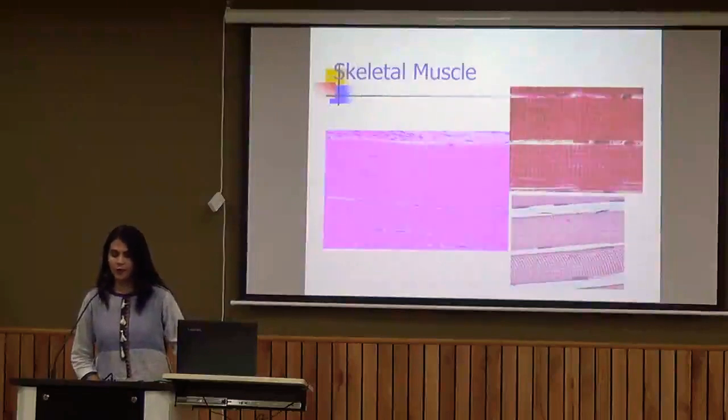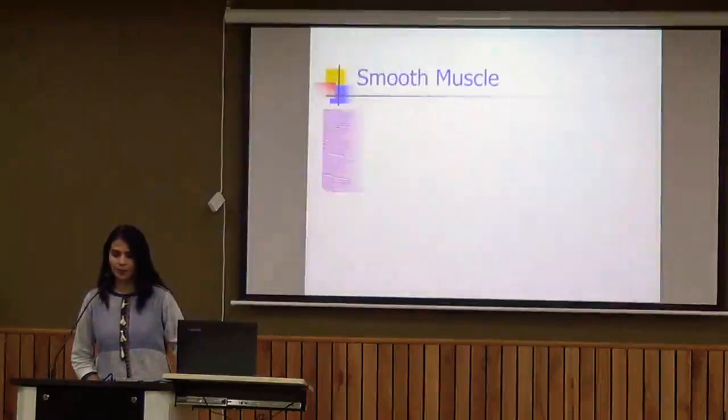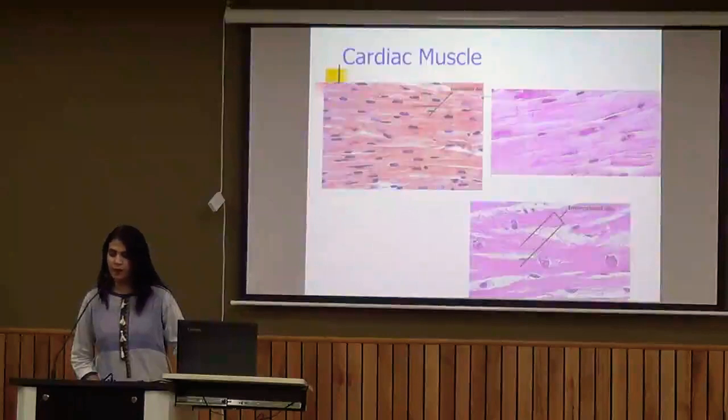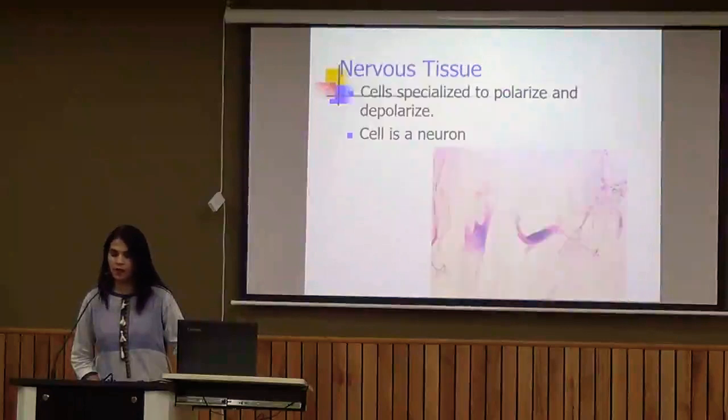So these are the diagrams of the skeletal muscle. You can just go through them. Now these are smooth muscle, elongated fibers, and cardiac muscle which are present inside the heart.